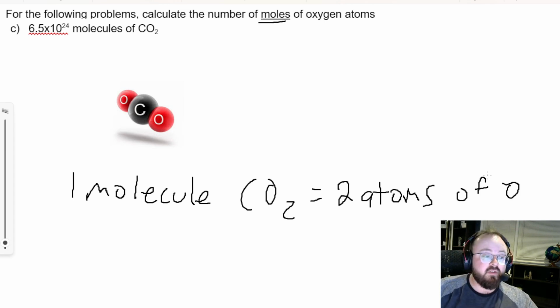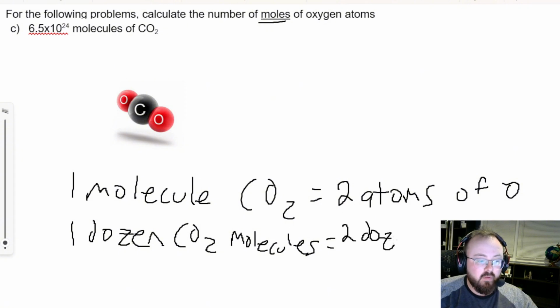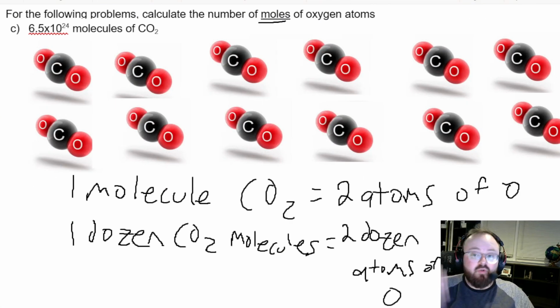However, what is important for us to understand is that we are just counting. Anytime that I have carbon dioxide, the amount of oxygen atoms will always be double it, always 2 times. If I have 1 dozen CO2 molecules, right? If I have 12 molecules of carbon dioxide, then I'm going to have 2 dozen atoms of oxygen. It's always going to be the same ratio, 1 to 2. So we see right here, I have 12 molecules, or 1 dozen carbon dioxides, and if we count how many oxygen atoms are on the screen, we're going to have double it.